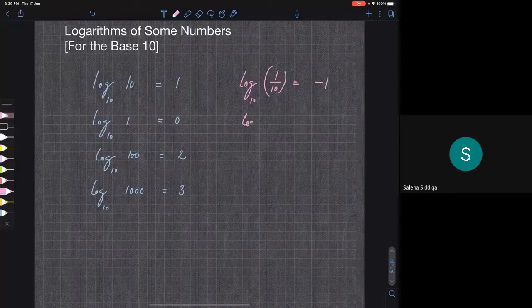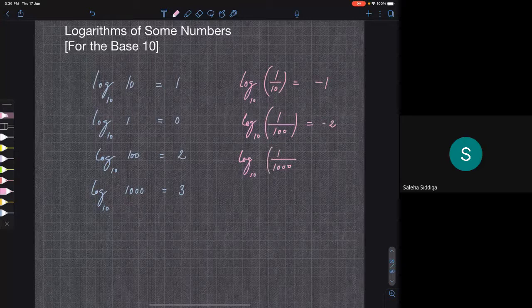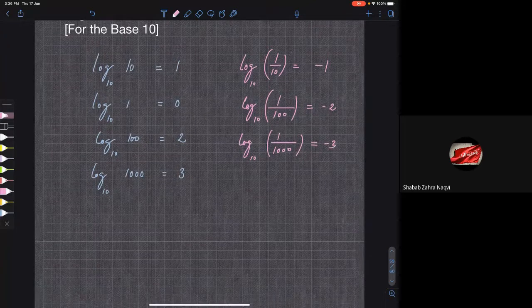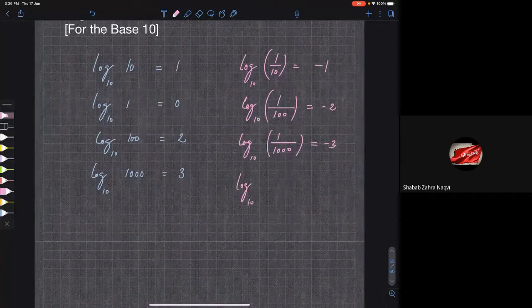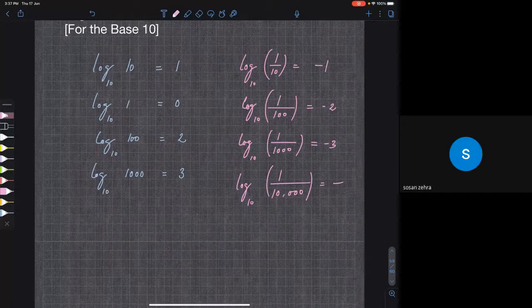Now tell me, what is log of 1 by 100? If log of 1 by 10 is minus 1, it will be minus 2. And what will be log of 1 by 1000 to the base 10? Minus 3. So similarly, log of 1 by 10,000 will be minus 4.